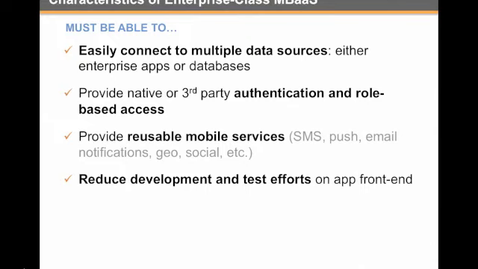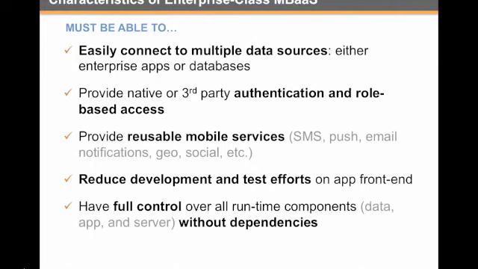Once you've defined and built your backend, the development effort certainly doesn't stop there, right? There's a lot of front-end work to do. So to the extent that this solution helps reduce the development and testing effort on the front end of the development as well, is a key factor or characteristic of an enterprise class mobile backend. And finally, as important is the ability to give your developers full control over all of the runtime components of the solution. So, we'll talk about lock-in in a little bit more detail.